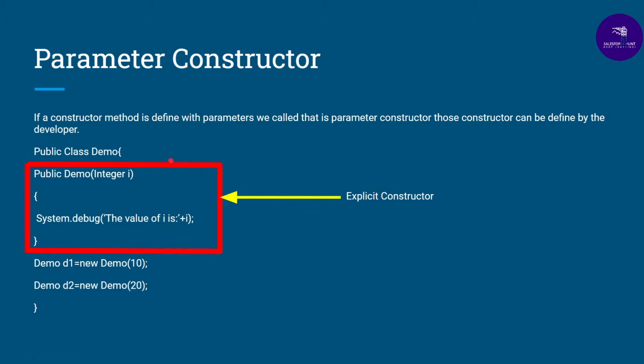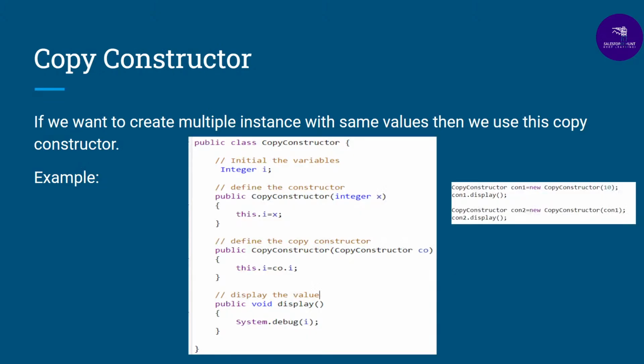Okay, if you don't define anything, it is implicit. Otherwise, if you already define a constructor, then it is explicit. You can see this arrow as well, right? So this is the explicit constructor. Okay, now it's time for the copy constructor. So what is the copy constructor here?